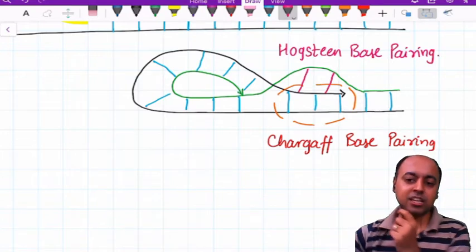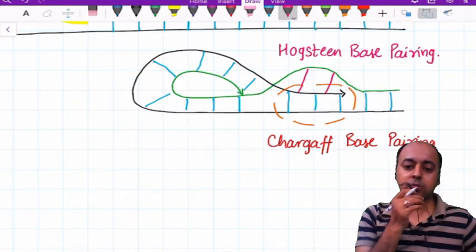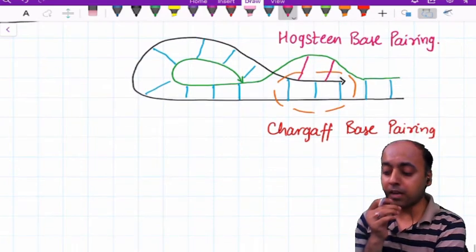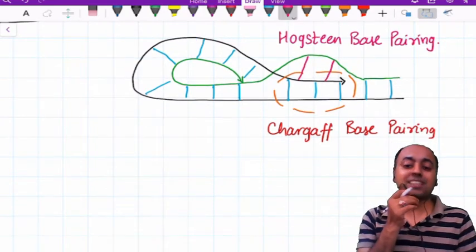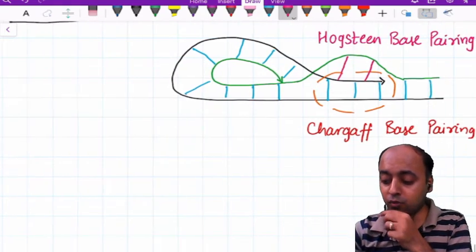This is different from the Chargaff base pairing, and it is known as the Hoogsteen base pairing. It doesn't follow the same pattern, but it further stabilizes the folding.